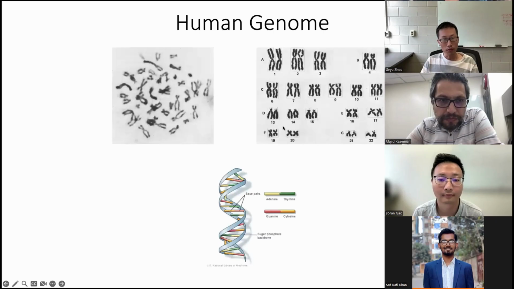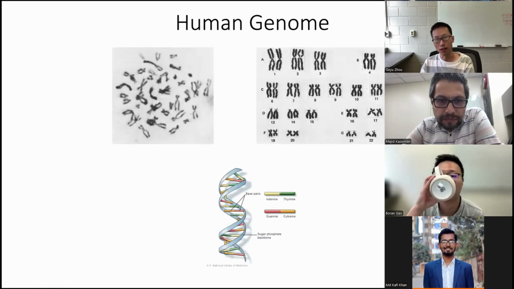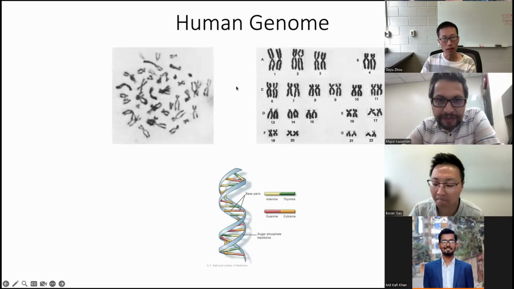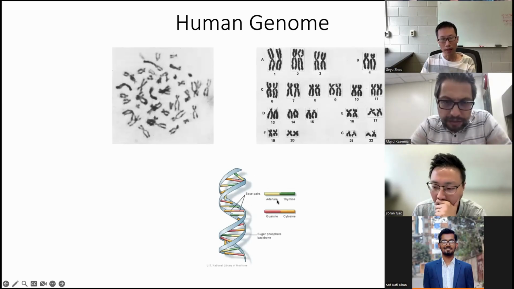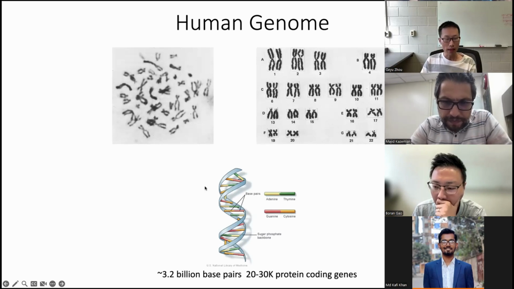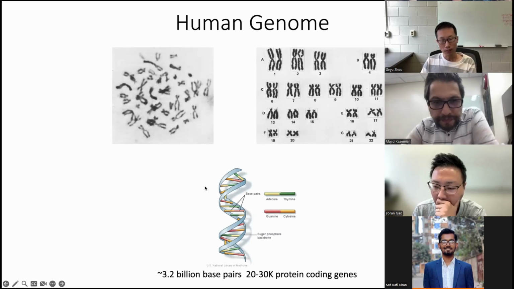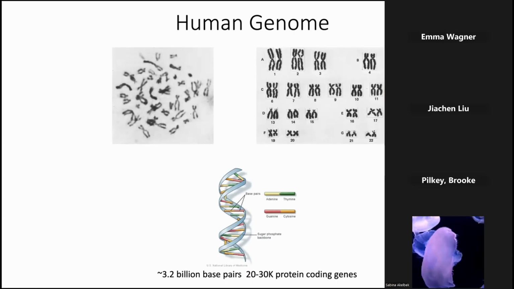So before talking about the statistics, let's talk about some biology. As we may know, for the human genome, we have 22 pairs of autosomes and a pair of sex chromosomes. And on chromosomes, there's DNA with the genetic information coded in four bases: A, T, G, and C. The human genome has about 3.2 billion base pairs, which code about 20 to 30,000 proteins.